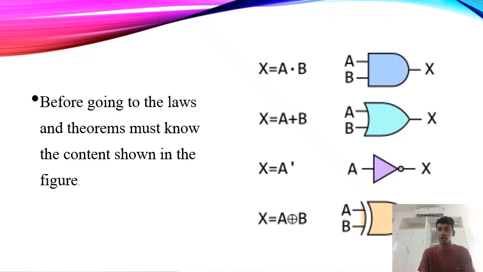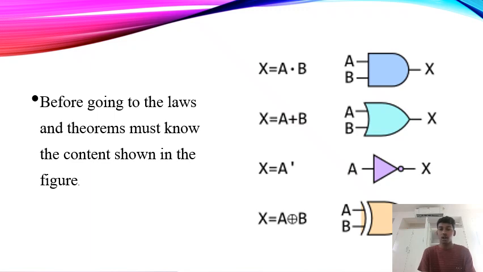The operation of the OR gate is the addition of the two inputs. When we send 0 and 1, we get the output as 1 because 1 plus 0 is 1. This is the operation of the OR gate.